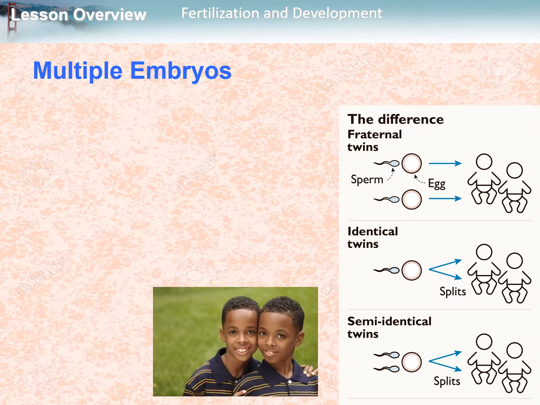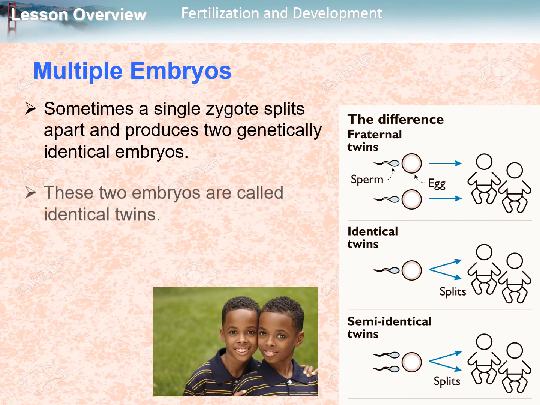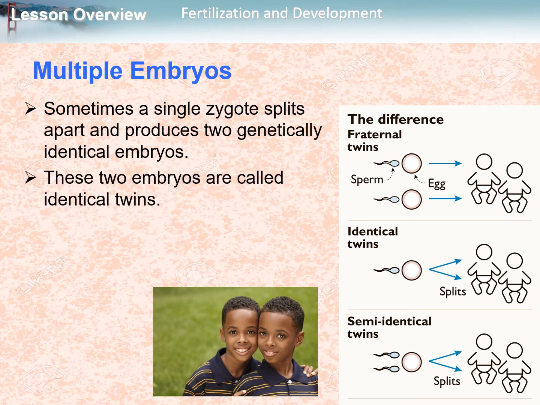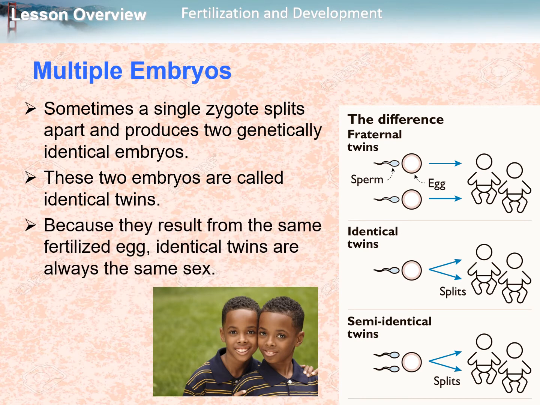If you look at the figure here, on the right side, different multiple embryos may result. It could be fraternal twins, identical twins, and semi-identical twins. Moving on, sometimes a single zygote splits apart and produces two genetically identical embryos. These two identical embryos are called, of course, identical twins. They are of the same sex, either both males or both females, because they result from the same fertilized egg, so identical twins are always the same sex.